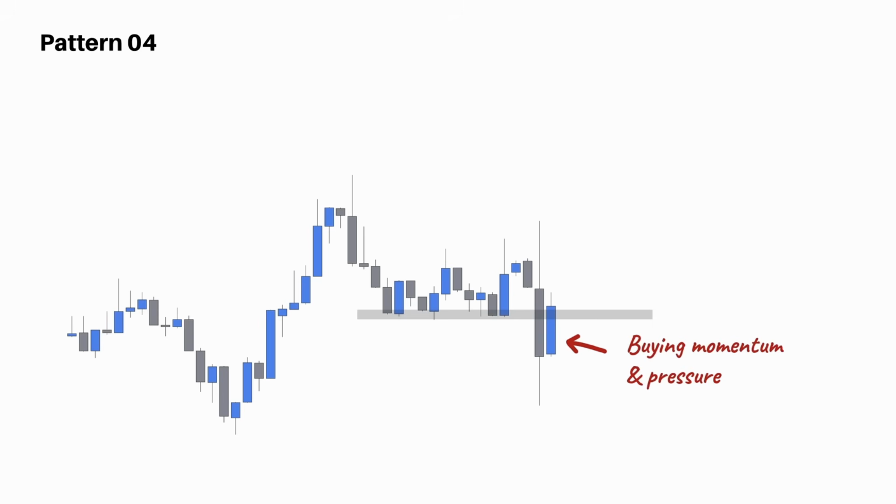A fake out or a failed breakout occurs when the price breaks through a market structure level but immediately gets back into the range. It shows that the sellers have failed to push the market lower due to losing momentum.